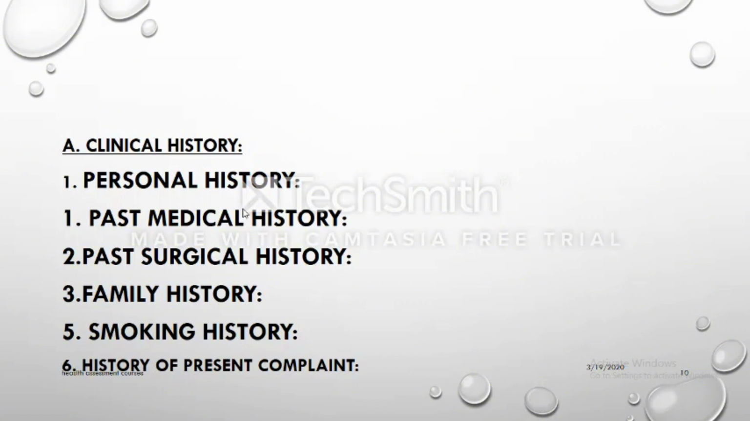The 5th one of the clinical history is the smoking history. As we know before, how many packs the patient is smoking, the frequency of the smoking, and what type of smoking, whether cigar or electronic smoking. Also, we have to collect data regarding the history of the present complaint, such as chest pain or dyspnea or cough, with productive cough or sputum, or unproductive cough.